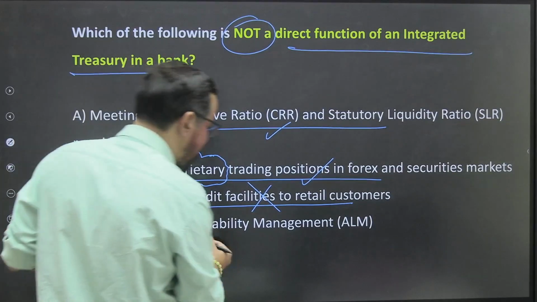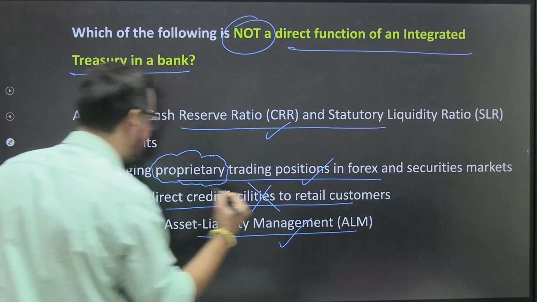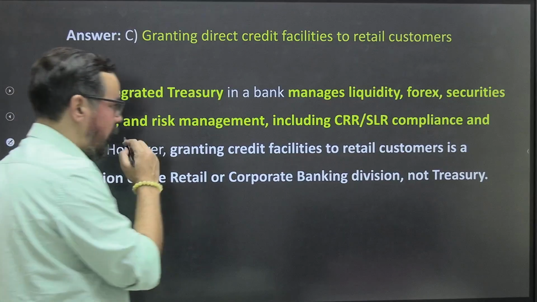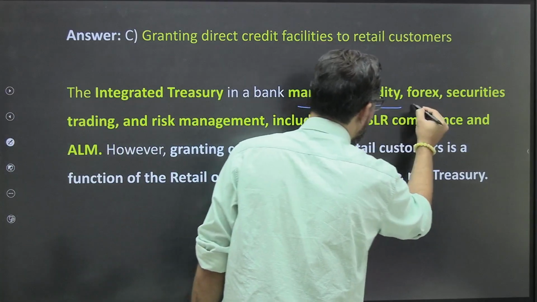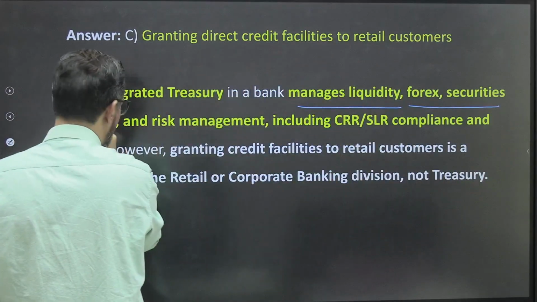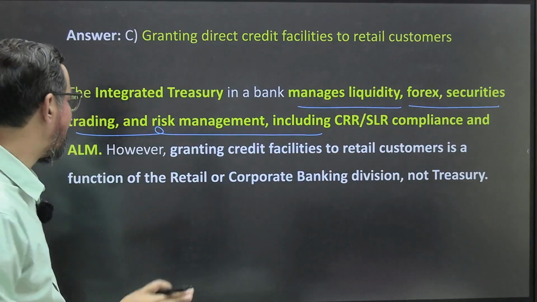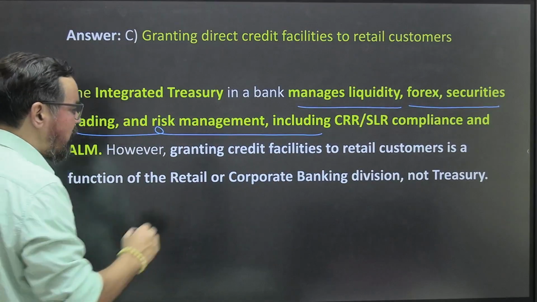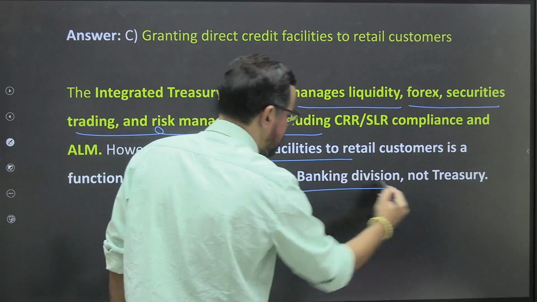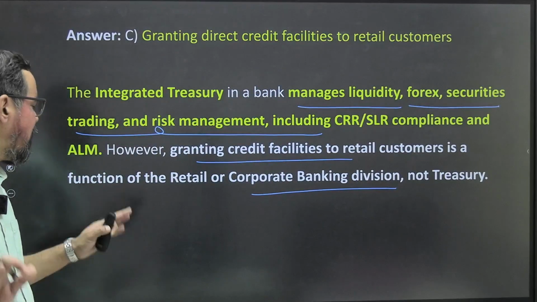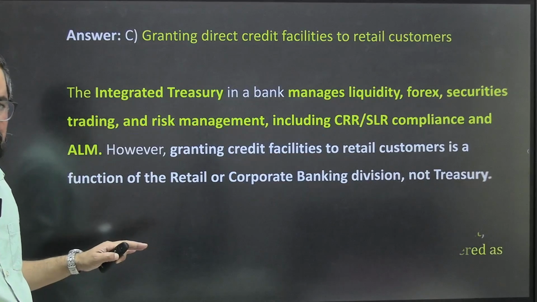Assisting in ALM, asset liability management, yes. So what will be your correct answer? C will be the right answer for this one. The integrated treasury in a bank manages liquidity, forex, securities trading, and risk management, including CRR, SLR compliances and ALM. However, granting credit is not part of this. That is completely different, and that is generally done by our retail or corporate banking sections.